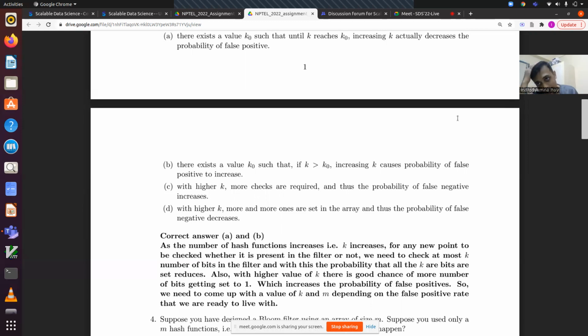Let's say you insert number A, and that marks only one position as 1 because there is only one hash function. So A has been inserted into the Bloom filter. Now B has not been inserted into the Bloom filter, but let's say B also sets that same position as A to 1. Then B is a false positive, because even though B has not been inserted, it will still get 1. That is for only one hash function.